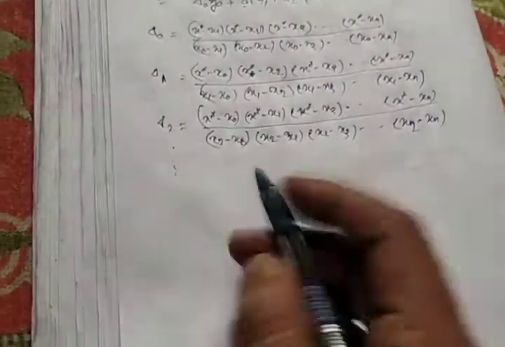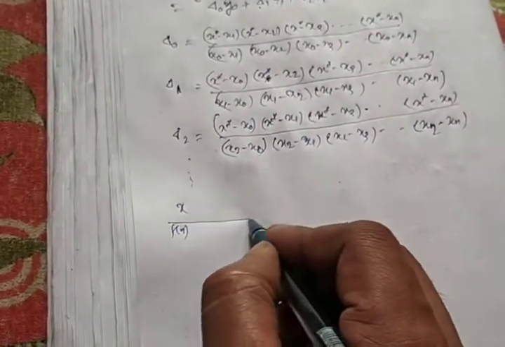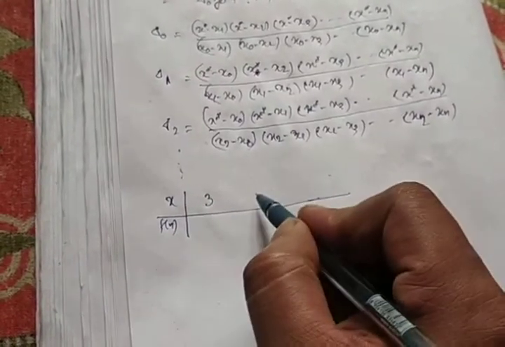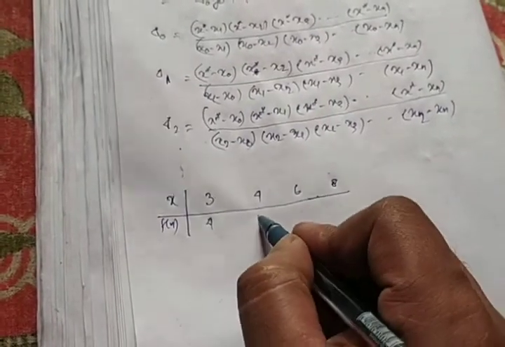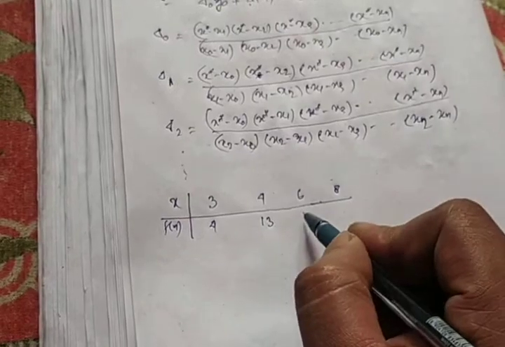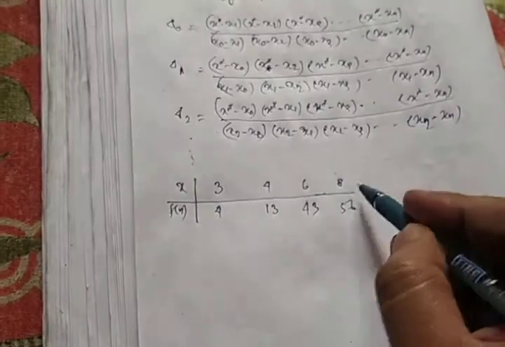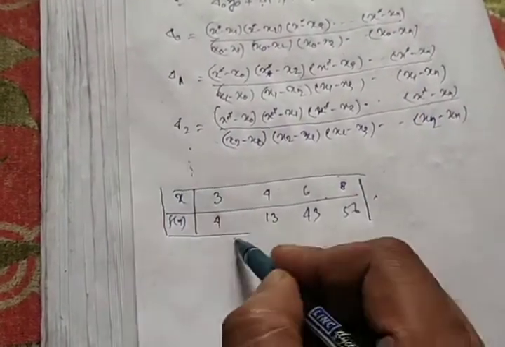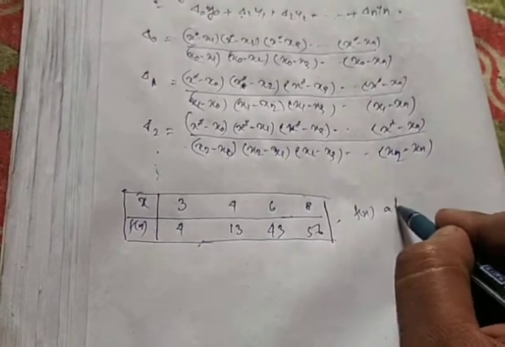Let's take an example. Let's say x and f of x are given for some values of x: 3, 4, 6, 8. At 3 the value is 4, at 4 the value is 13, at 6 the value is 43, at 8 the value is 56. This table is the given data. Now we have to find f of x at x equals 5.